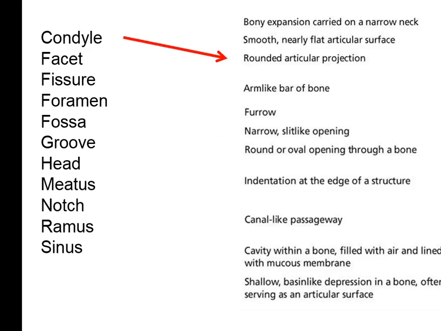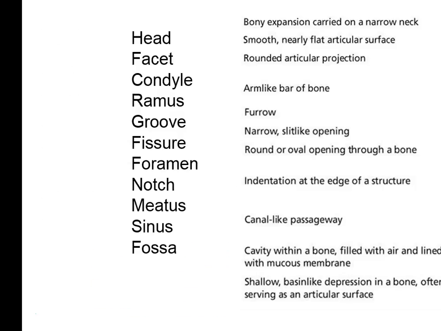What is a condyle? A rounded articulating projection, knuckle-like. A facet, flat. A fissure, a slit-like opening. A foramen is a round or oval hole. A fossa is a shallow basin-like depression. A groove is a furrow. A head, a bony expansion carried on a narrow neck. A meatus is a canal. A notch is an indentation at the edge of a structure. Ramus is an arm-like bar, and a sinus is an air-filled cavity. So now they're in order of their definitions.